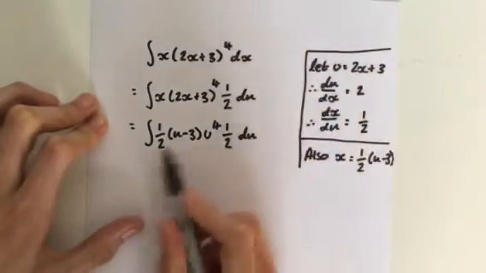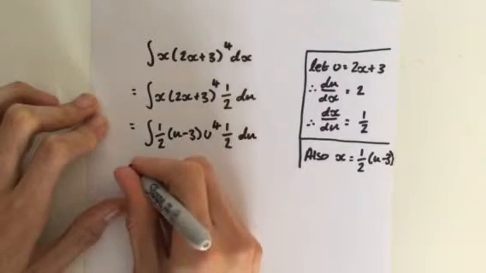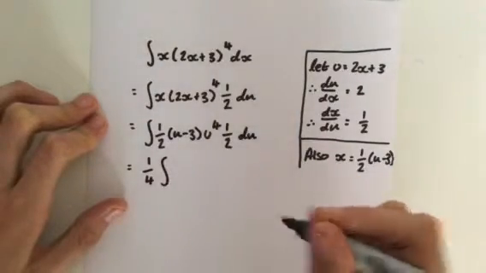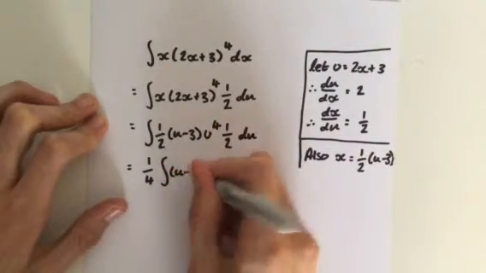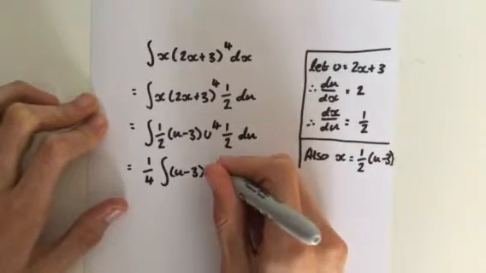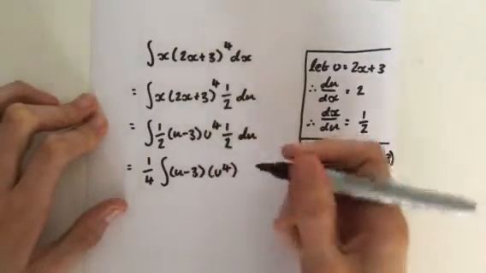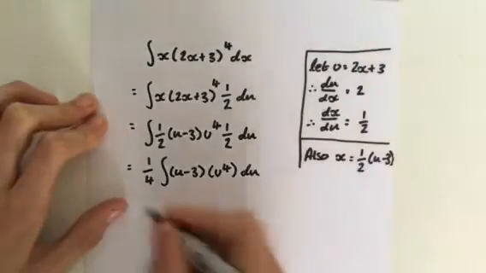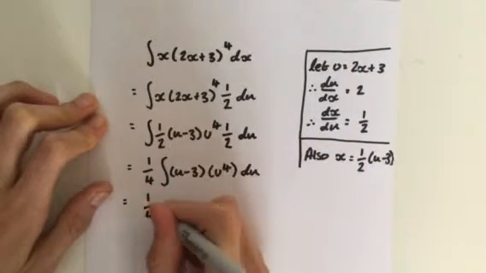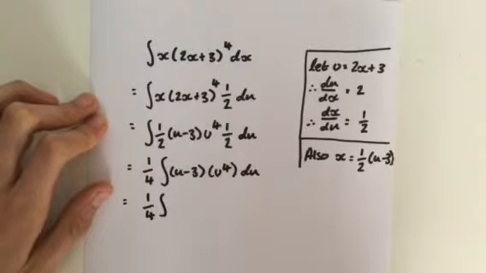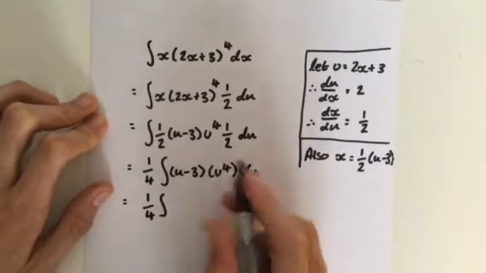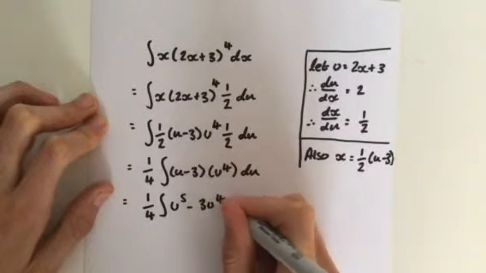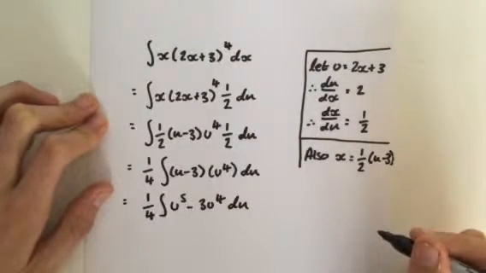So like I said, we get a quarter outside of the integral. So we get 1/4, a half times a half, multiplied by the integral of (u minus 3) multiplied by u to the 4, I'll put that in brackets, with respect to u. Now we need to expand these brackets, so we get a quarter multiplied by the integral of u times u to the 4, which is u to the 5, minus 3u to the 4, like so. Okay?